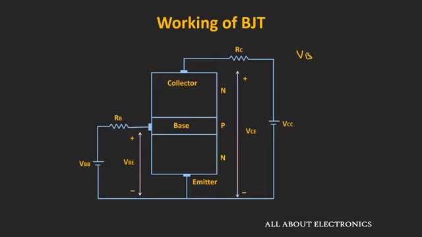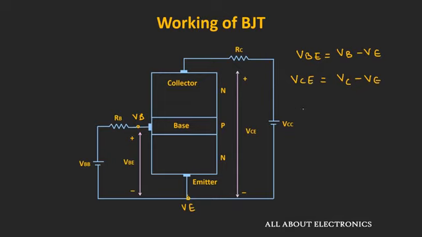So if the voltage at the base terminal is, let's say, VB, and the voltage at the emitter terminal is VE, then the voltage VBE can be defined as voltage VB minus VE. And here this voltage VB and VE are measured with respect to the ground terminal. Similarly, this voltage VCE can be defined as the collector voltage VC minus VE.